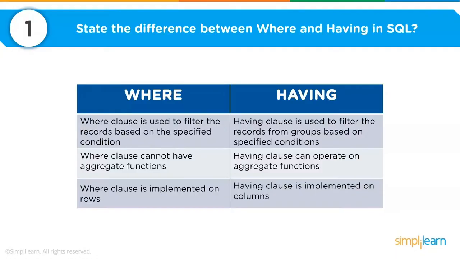Now another important difference between where and having is that the where clause is executed before the execution of the group by clause and after the execution of the from clause. On the other hand, the having clause is executed after groups are created. Now we will learn more about where and having and understand the usage better when we tackle practical problems in this video.